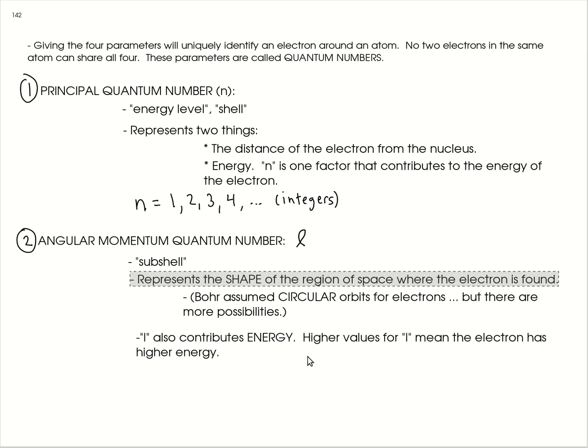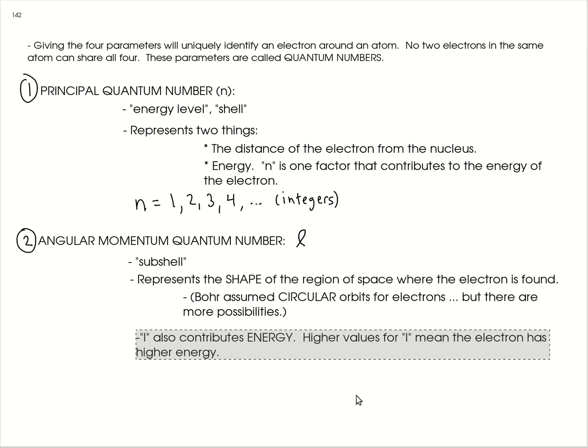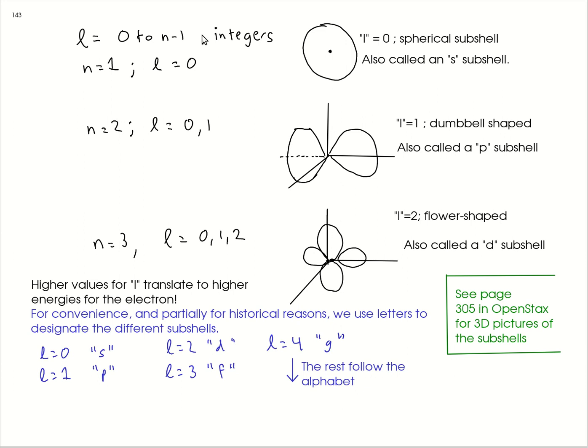Now, L, the angular momentum quantum number, also contributes energy. So basically the energy of an electron is defined by the first two quantum numbers. Some of it comes from how far it is from the nucleus. Some of it comes from the shape of the region of space where the electron is found. So essentially we have distance and shape. Now we got two more quantum numbers to deal with. The third, before we do, let me show you some of those shapes.